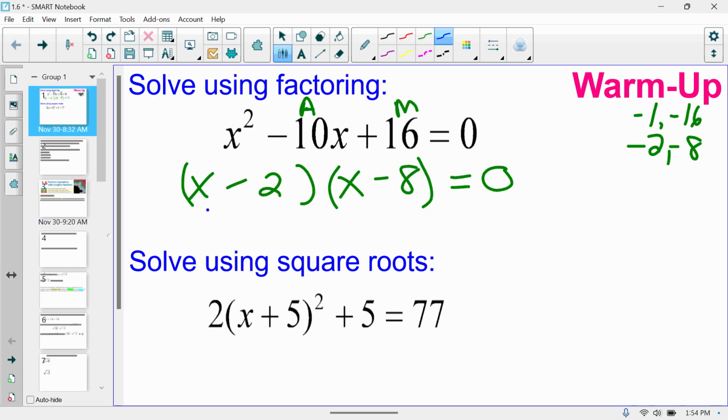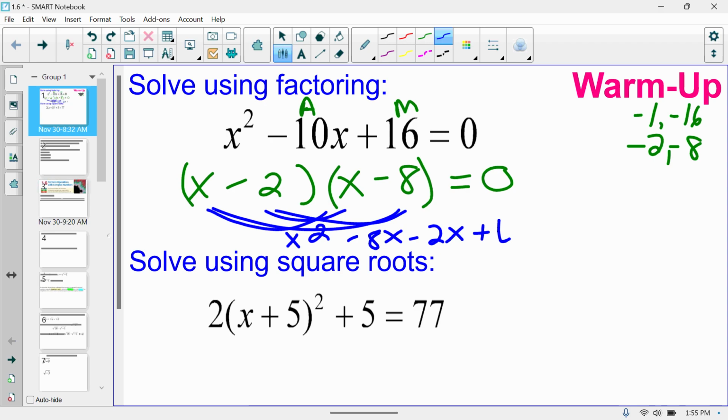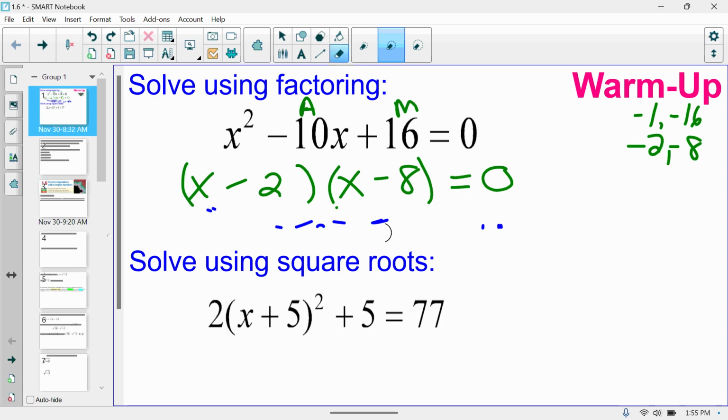FOIL it out and check it. X times x is x squared. Outer gives me negative 8x. Inner gives me negative 2x. Last gives me positive 16. And guess what? Negative 8 minus 2 is negative 10. It works. So we have to tell the solution still, right?